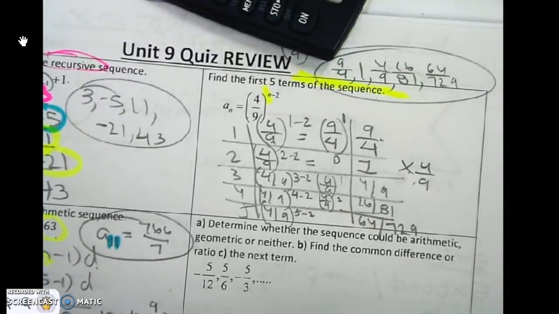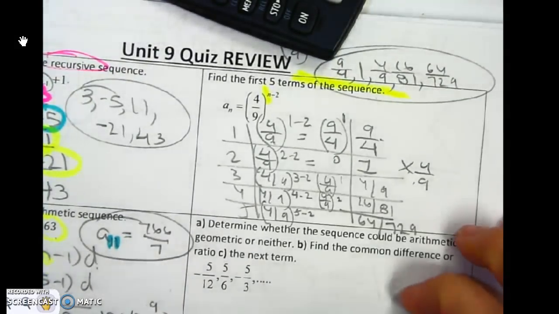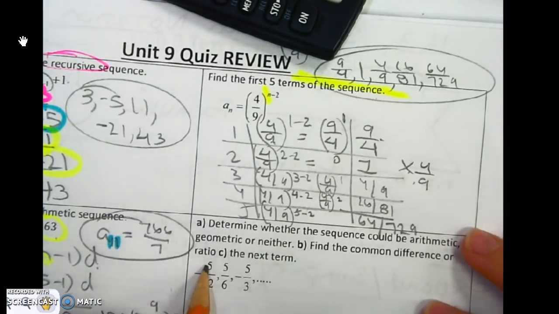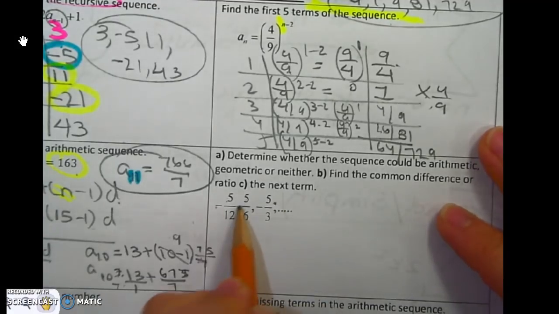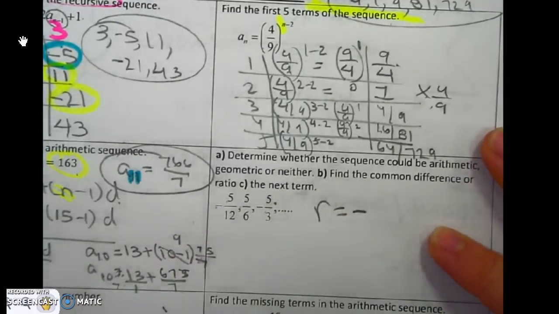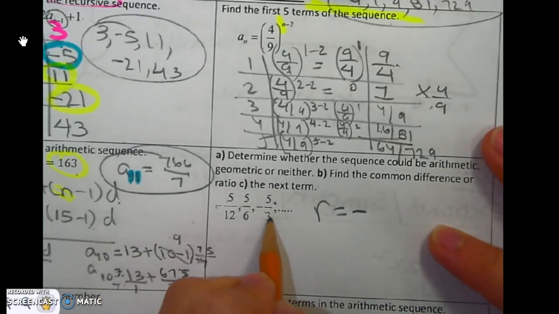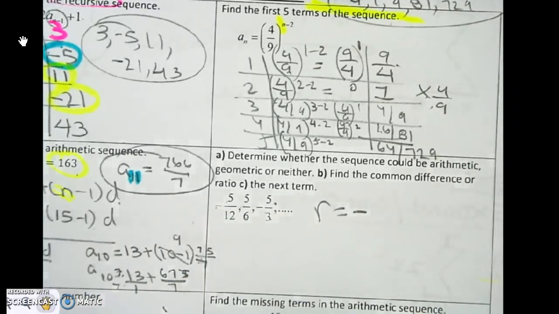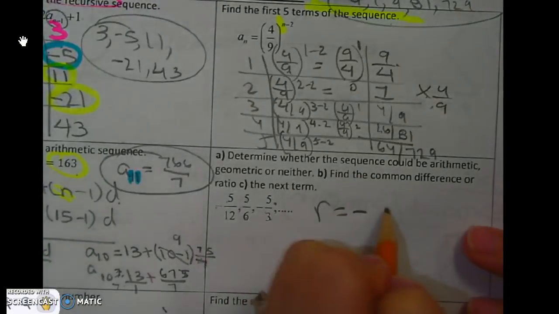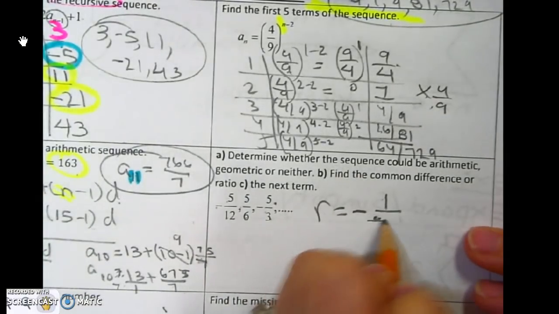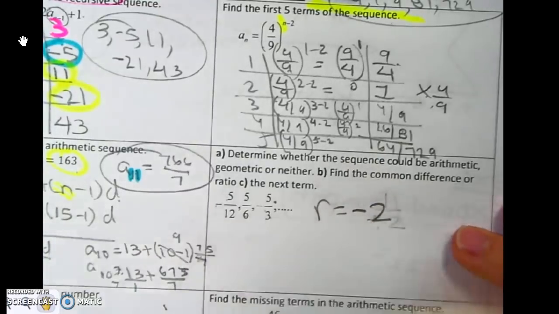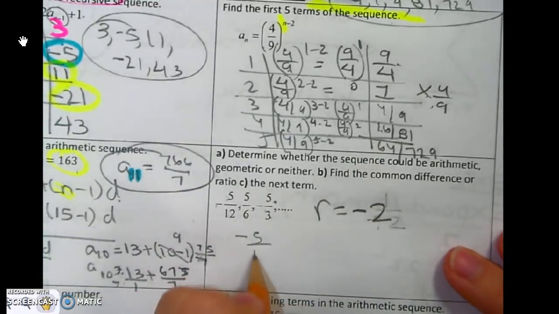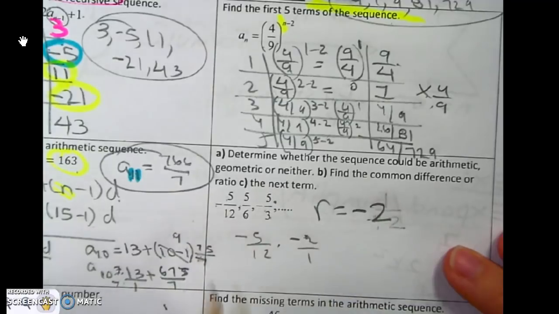The next one: determine whether it could be arithmetic, geometric, or neither. Let's see. I noticed that the top is staying the same, but then it goes negative, positive, negative. So I know there's got to be a negative in there because it keeps changing signs. And then I notice the bottom is being divided by 2. Okay? So I can't go 1 divided by 2. But if I'm dividing by 2, what's the same thing that you're really doing? You're multiplying by 2. If you don't believe me, negative 5/12 times negative 2 over 1.